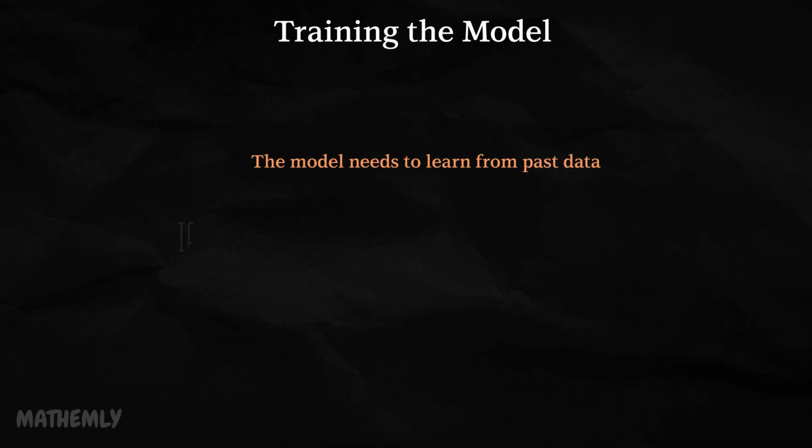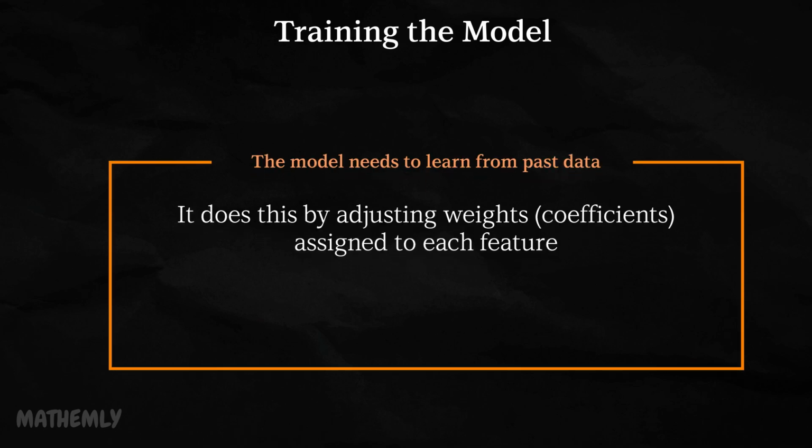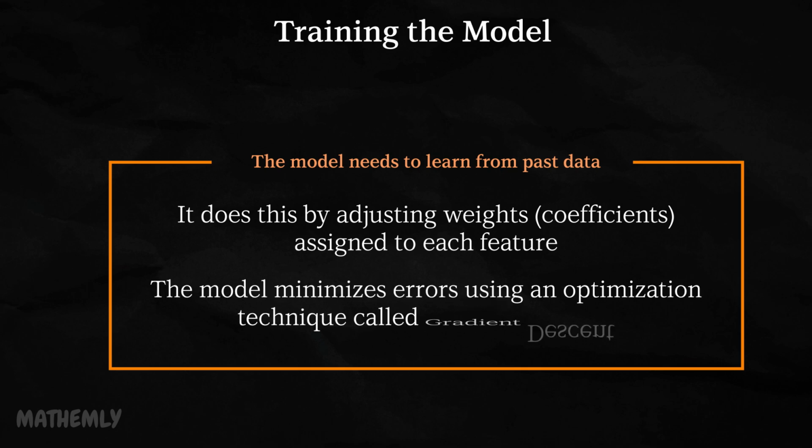Training the model. To make accurate predictions, the model needs to learn from past data. It does this by adjusting weights or coefficients assigned to each feature. The model minimizes errors using an optimization technique called gradient descent, which gradually updates the weights until the predictions are as accurate as possible. Now that we have an understanding of how logistic regression works, let's move on to implementing it in Orange data mining.